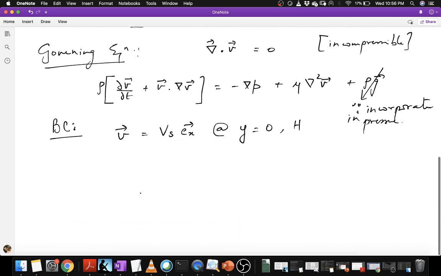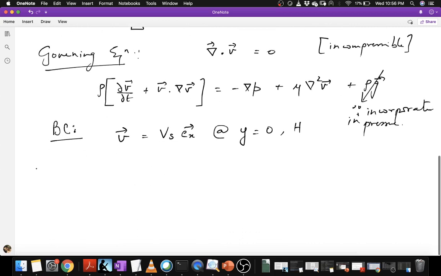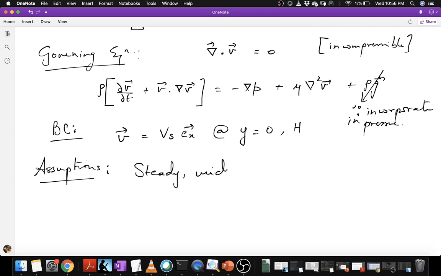Now we can simplify these equations under the following assumptions. We are going to search for a solution which is steady and unidirectional. Such a flow, steady and unidirectional, is stable in microchannels because the Reynolds number is small, so we are very, very far away from any possibility of going turbulent.